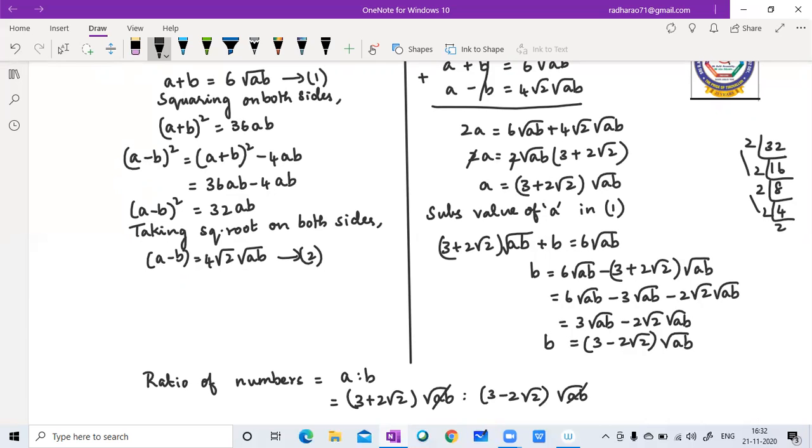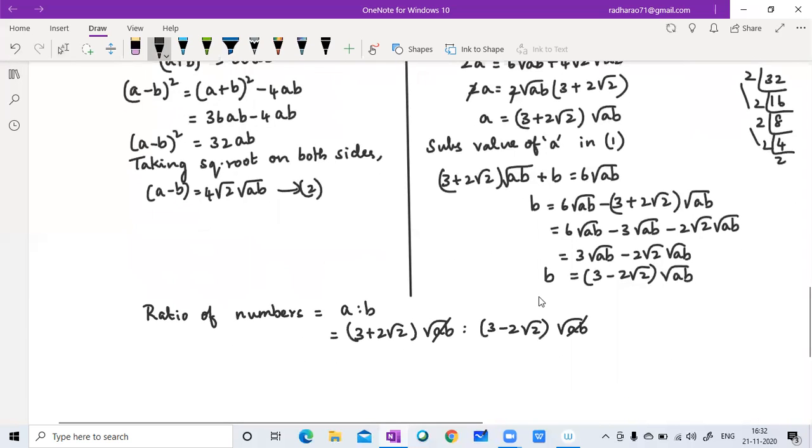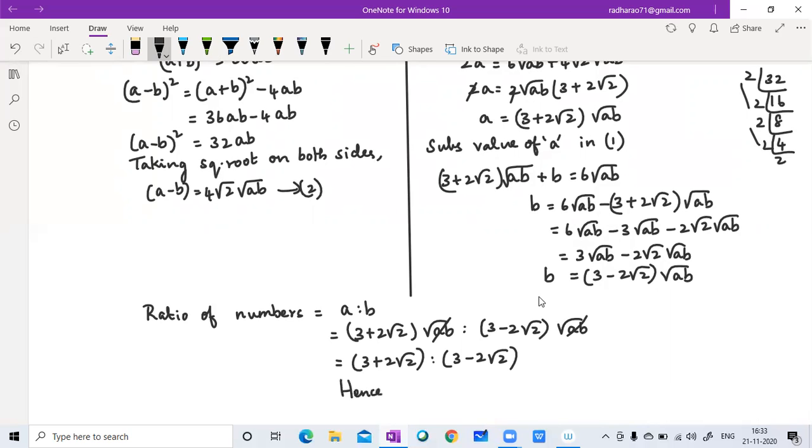Root AB gets cancelled. So you get 3 plus 2 root 2 is to 3 minus 2 root 2. So we have proved the ratio of the numbers is 3 plus 2 root 2 is to 3 minus 2 root 2. The numbers are in the ratio 3 plus 2 root 2 is to 3 minus 2 root 2. That's what you are supposed to prove. Hence we prove. Hope it's clear, children.